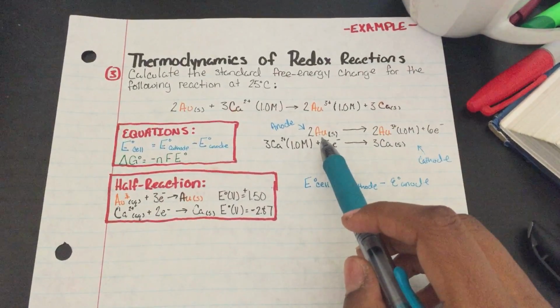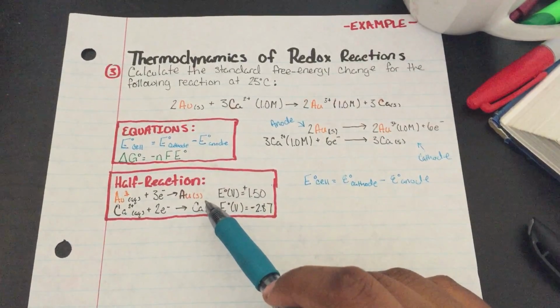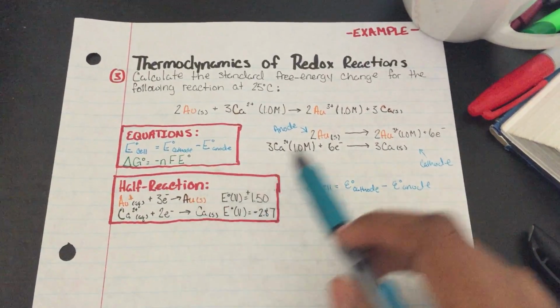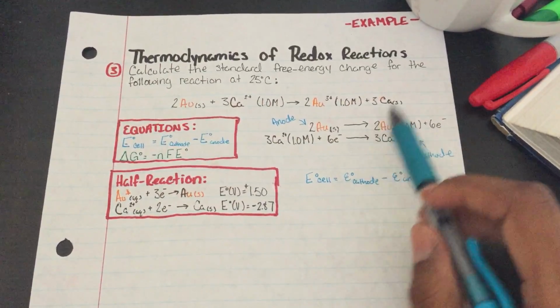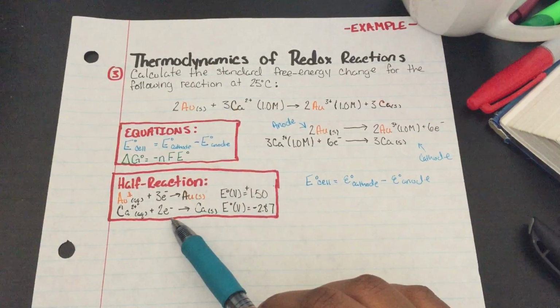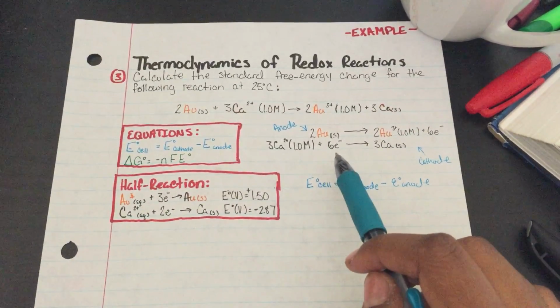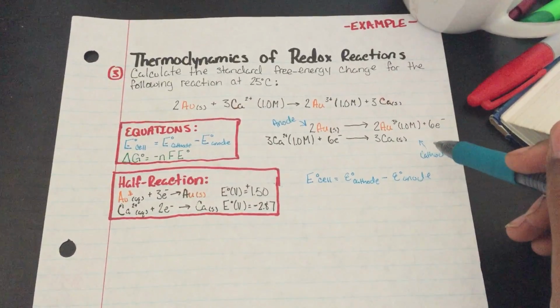And we see that Au is actually reversed from the half reaction right here. So instead of gaining electrons, it is losing electrons, causing this to be oxidized and thus our anode. For calcium, we see that compared to its half reaction, it is still gaining electrons, and this is the behavior of a reduction, thus this is our cathode.